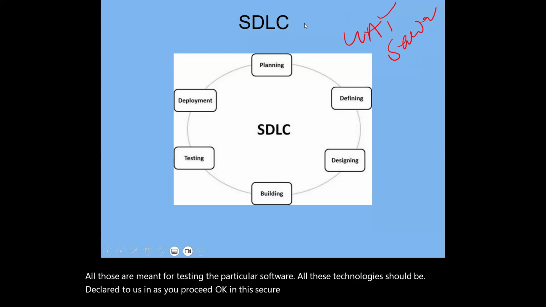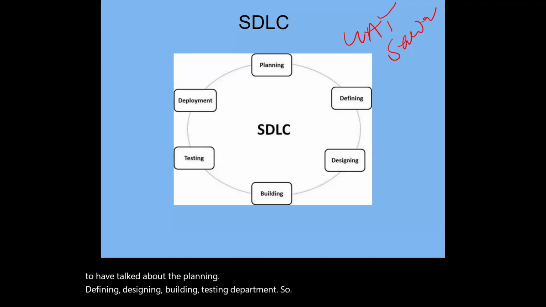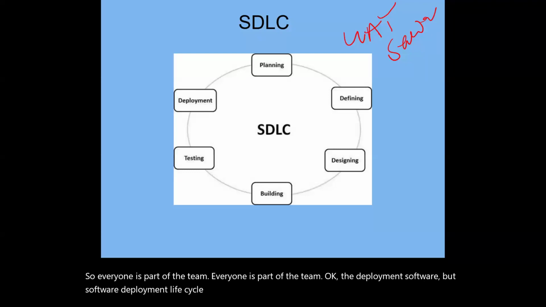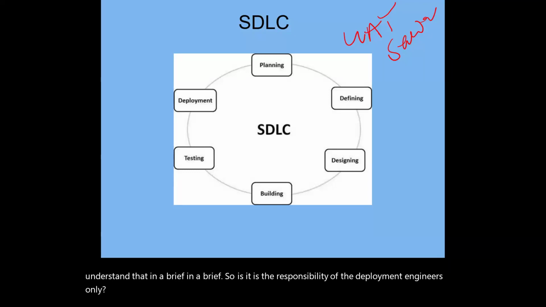All right, so who deployed the software? Can anyone answer me that? I expect a clear answer, but just try. We have talked about planning, defining, designing, building, testing, and deployment. The QA deployed the software? Okay, who else? So everyone is part of the team deploying the software. The software deployment lifecycle will tell you about a lot of models, and you're going to understand that briefly. But it is the responsibility of the deployment engineers only.